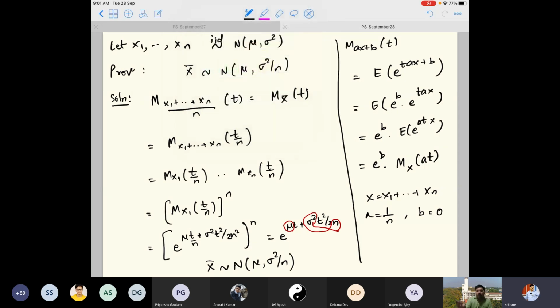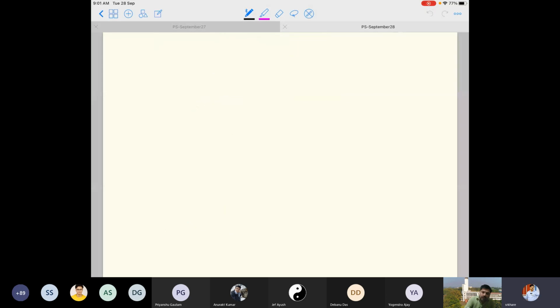So again, you have to be very sure how you are finding this out, right? The trick is, if you see e to the power mean into t plus variance into t square by 2, this is the form of normal. This is the form of normal MGF, correct? The form of normal MGF is this.